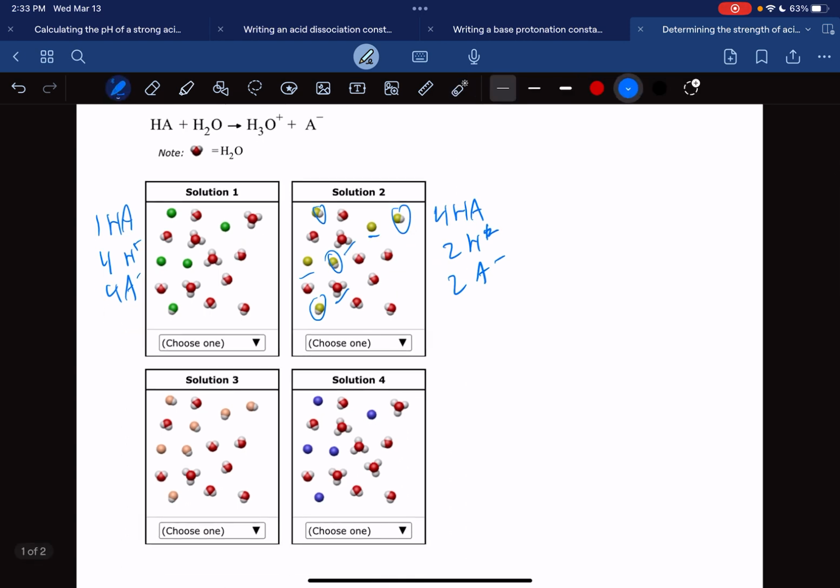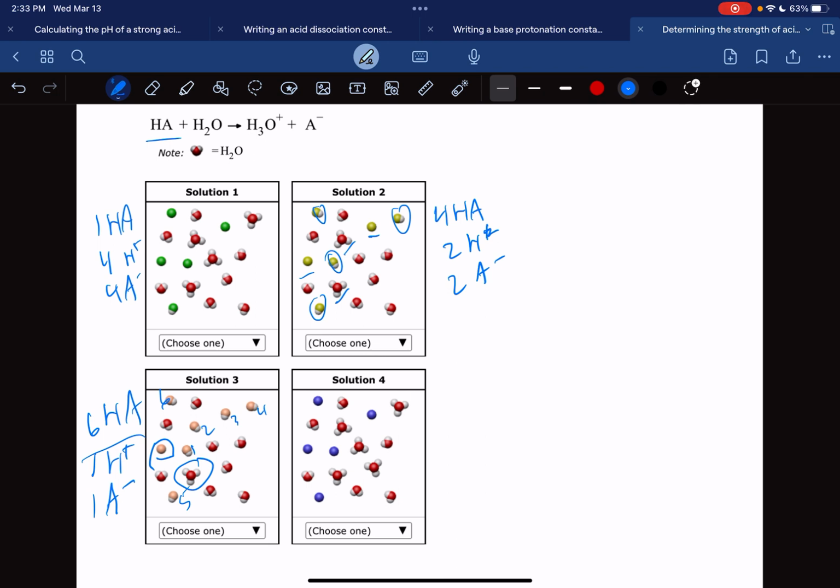So let's look at the third one. Third one, we count 1, 2, 3, 4, 5, 6 of the HAs. That is so many HAs. We see 1 A minus and we see 1 H plus. So we have 1 H plus and 1 A minus. This is a very weak acid because the majority of them stay as HA.